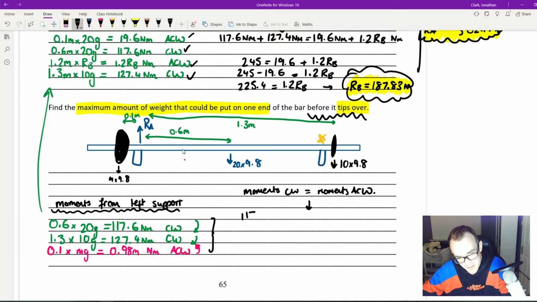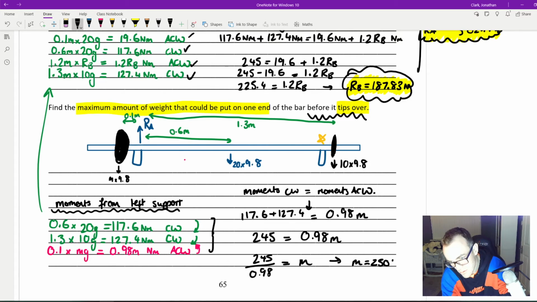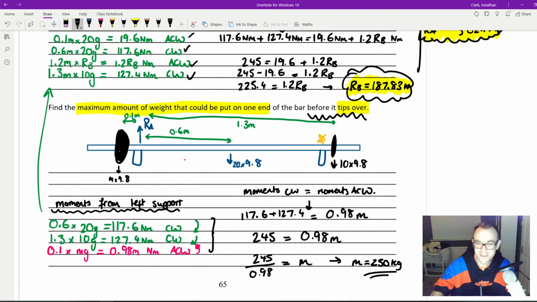So we add up these values that I've got in green. And I write over here 0.98 m. These numbers added up to 245. And if I divide 245 by 0.98, I should get the value of m. And dividing by that number should increase it very slightly. I think it'll go up to about 250. It comes out as 250. Brilliant. There we go. So in order to tilt the bar, you'd need a mass of 250 kilograms.